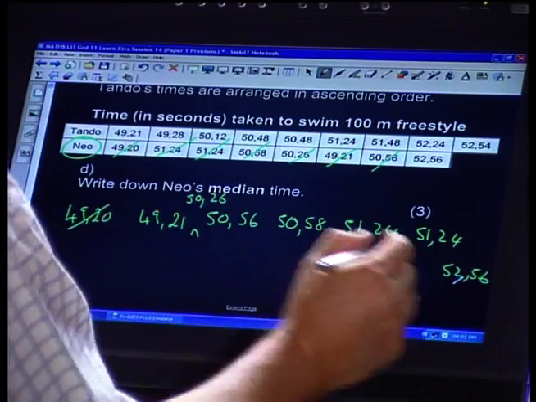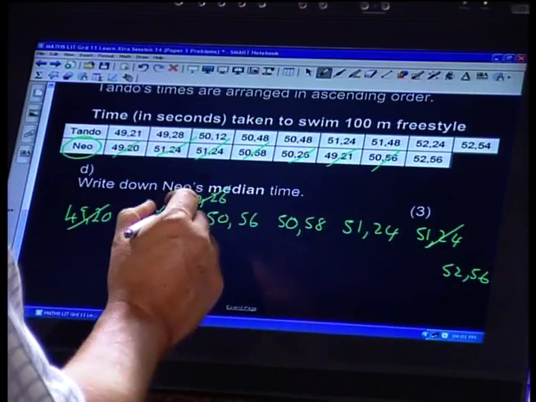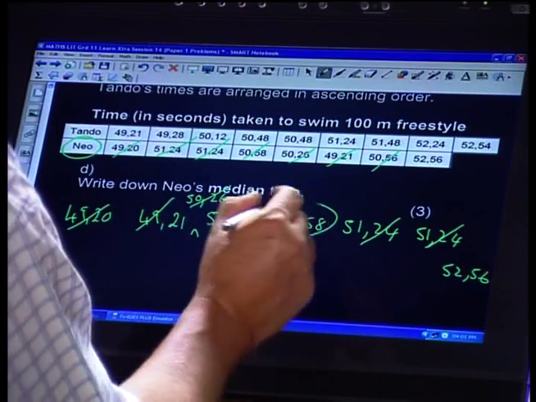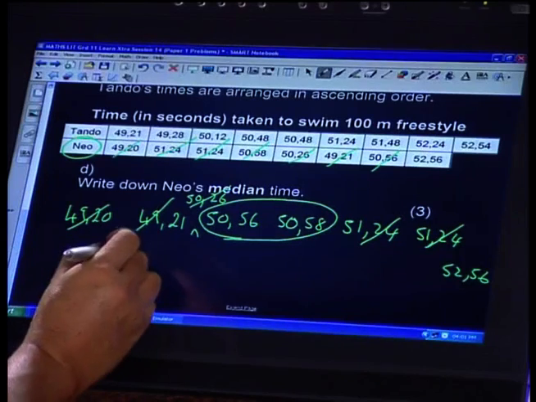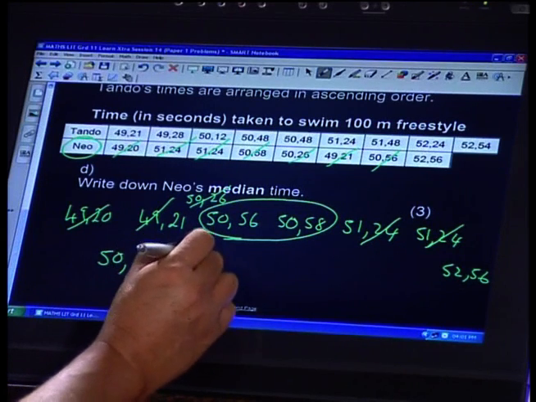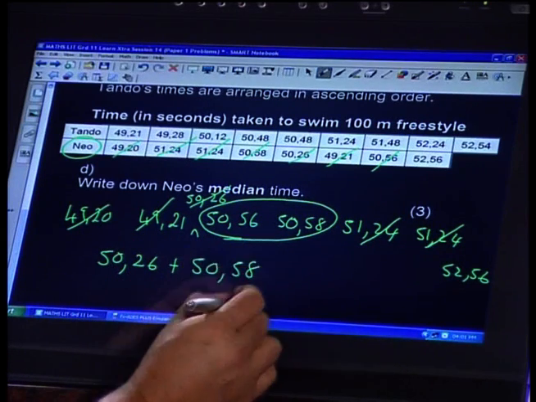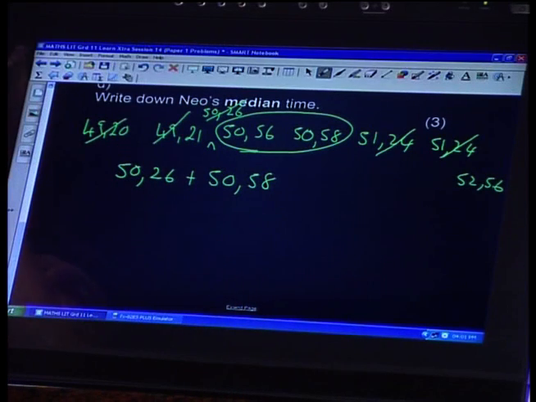Now we want the median. Median means the middle, so let's do that. Let's cross off one this side, one that side, one this side, one that side, one this side, one that side, and I have 2 left. If I cross both of them off, I'm going to have nothing in the middle. So in this case, my median are 2 values. So what am I going to do? Well, I've got 50.26 and I've also got 50.58. I can't use both of them, so let's find the mean average of those 2.